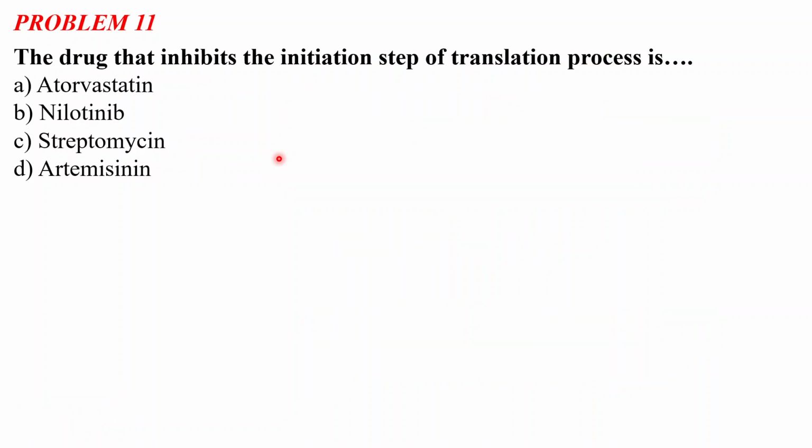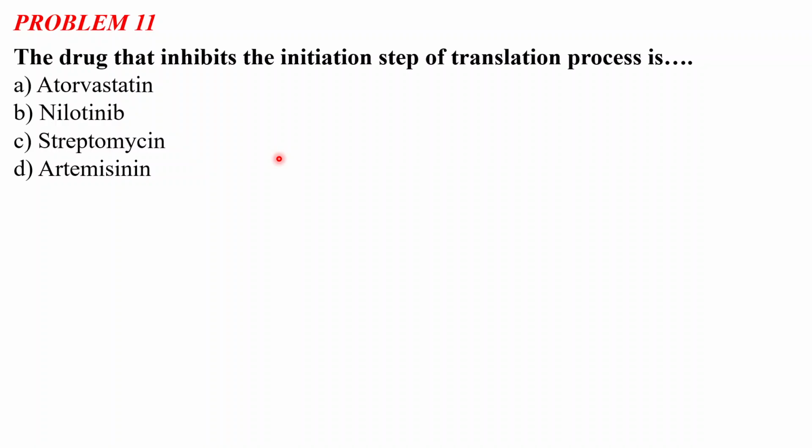Problem number 11 says the drug that inhibits the initiation step of the translation process is: number A, atorvastatin; number B, nilotinib; number C, streptomycin; and number D, artemisinin. Already I have mentioned how the translation process happens. If you remember, there are three different steps of the translation process: first is initiation, second is elongation, third is the termination step. So the initiation step of the translation process is inhibited by which drug?